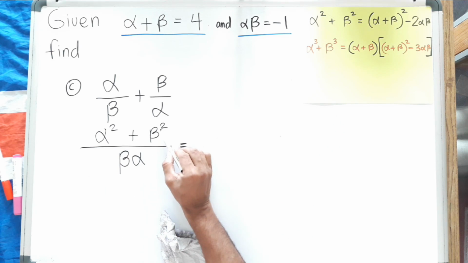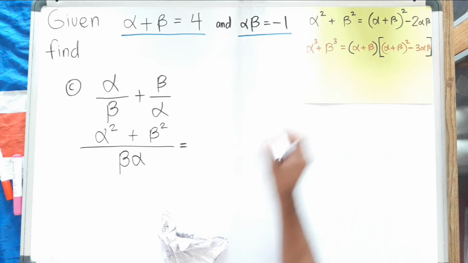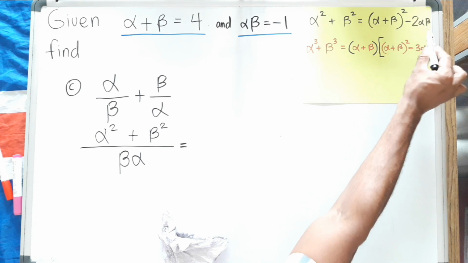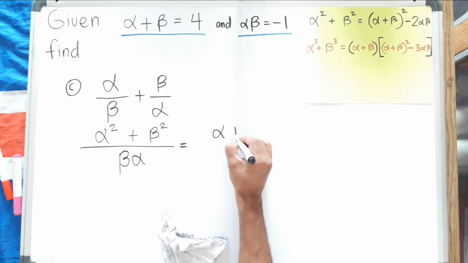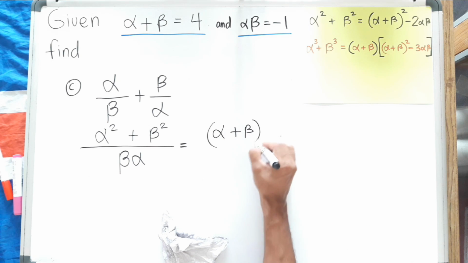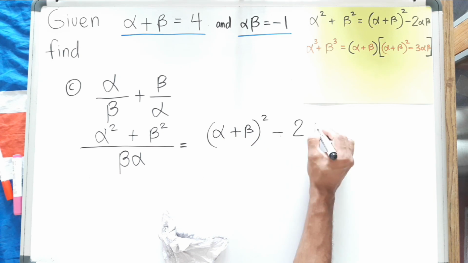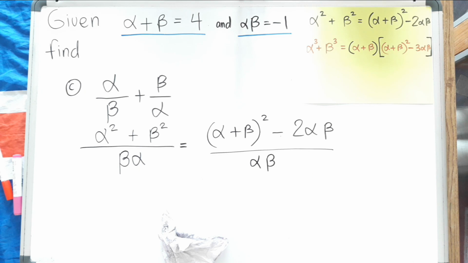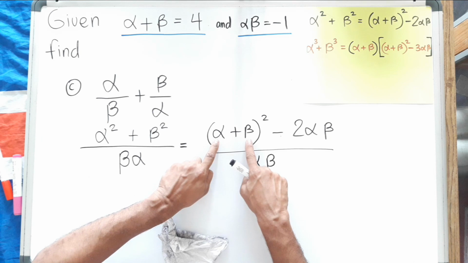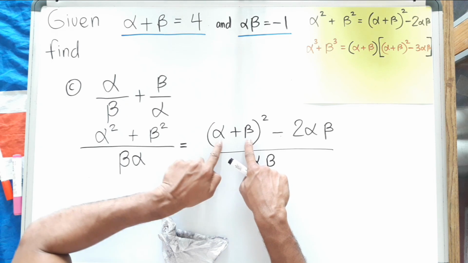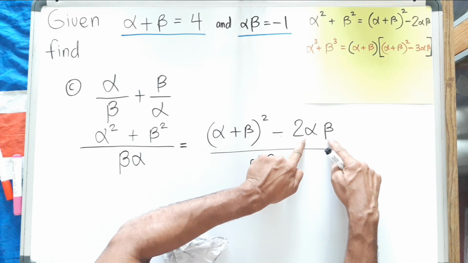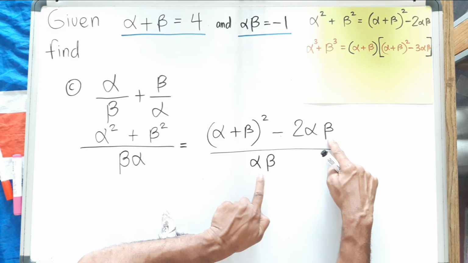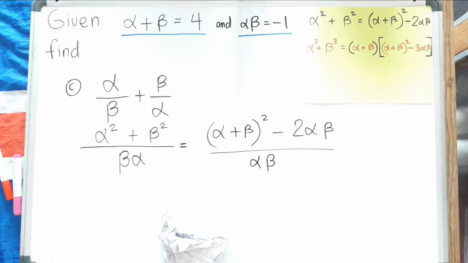Alpha squared plus beta squared is the same exact thing as, and I'm going to write back the same expression, alpha plus beta in brackets squared minus 2 alpha beta, and we're dividing the whole thing by beta alpha, which I'm going to rewrite as alpha beta. Now we can do a substitution. Anywhere I see alpha plus beta, I can replace it with 4. Anywhere I see alpha multiplied by beta, it's minus 1. So I can replace these 2 guys with minus 1.